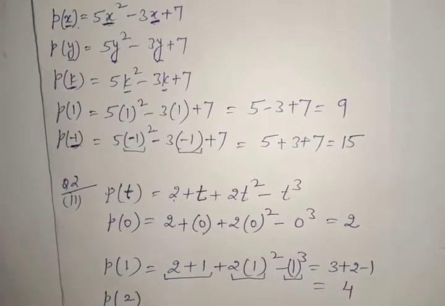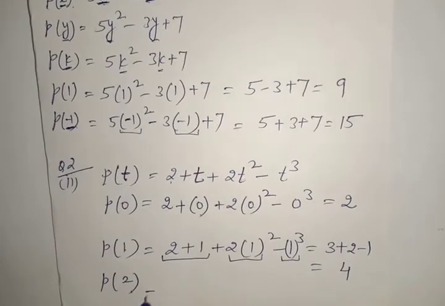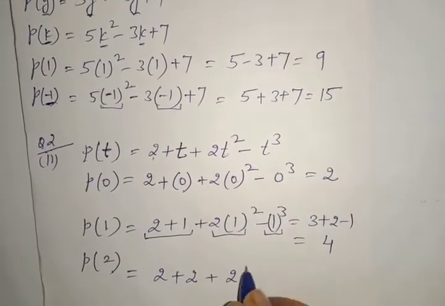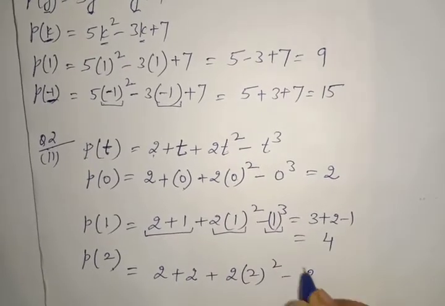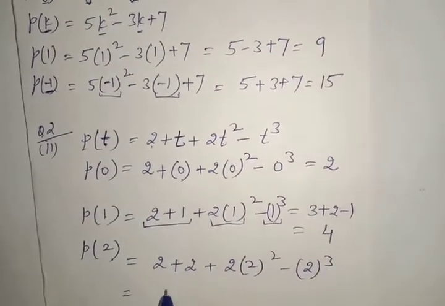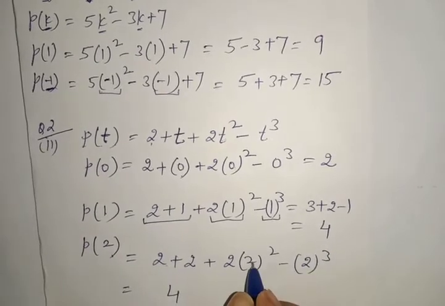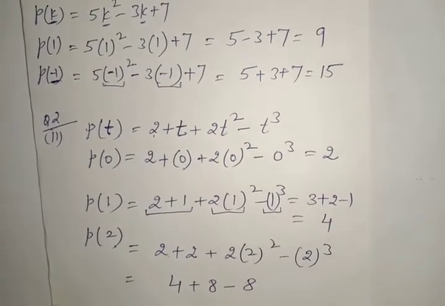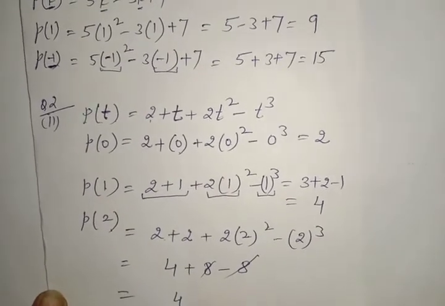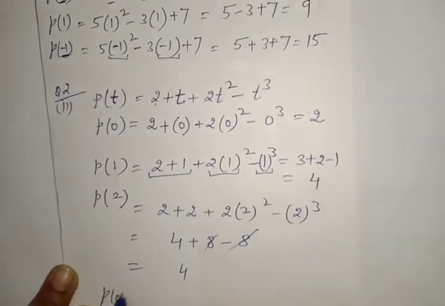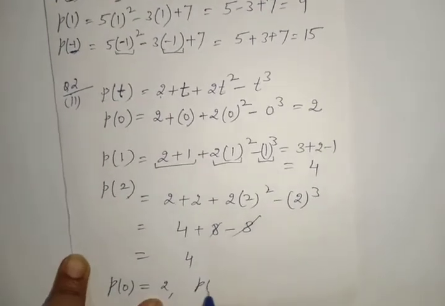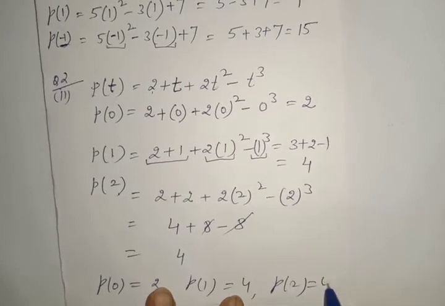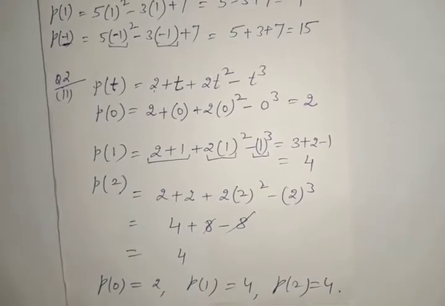One more part, p2. In place of t, what should we write now? 2. So 2 plus 2 plus 2 square minus 2 cube. After solving it, 2 plus 2 is 4. 2 square is 4, 2 fours are 8. And 2 cube is 8. 8 gets cancelled with 8 and the answer is 4. So 3 answers we have got. P0 is 2, P1 is 4, and P2 is 4. I hope this question is clear to you.